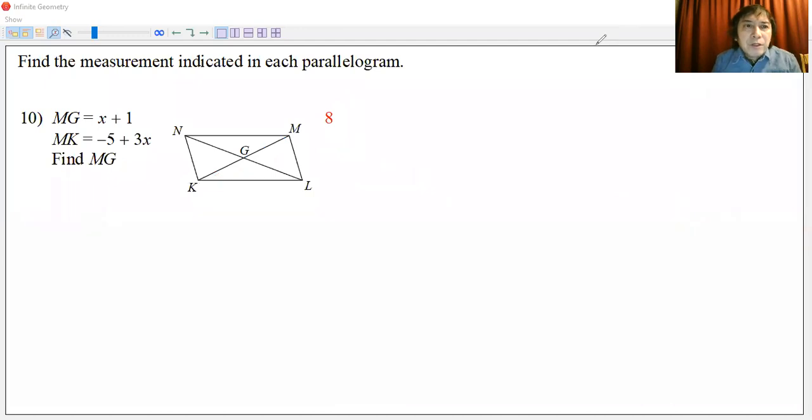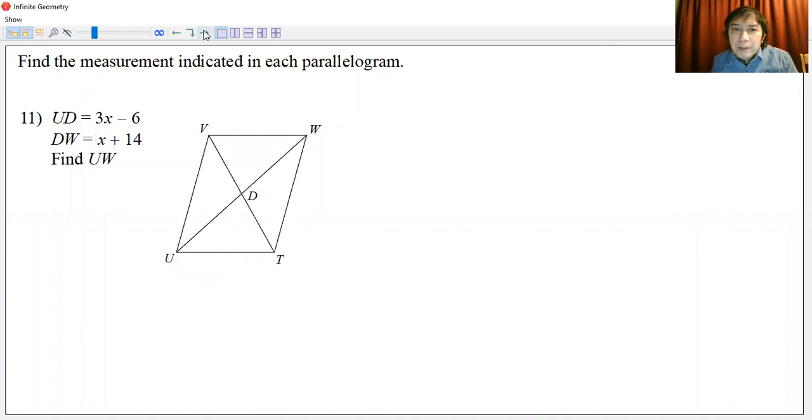Let me clear the screen. Proceed to number 11. Here's the number 11 diagram. Find the measurement indicated in the parallelogram. We have UD, so let us show UD first. This is UD.